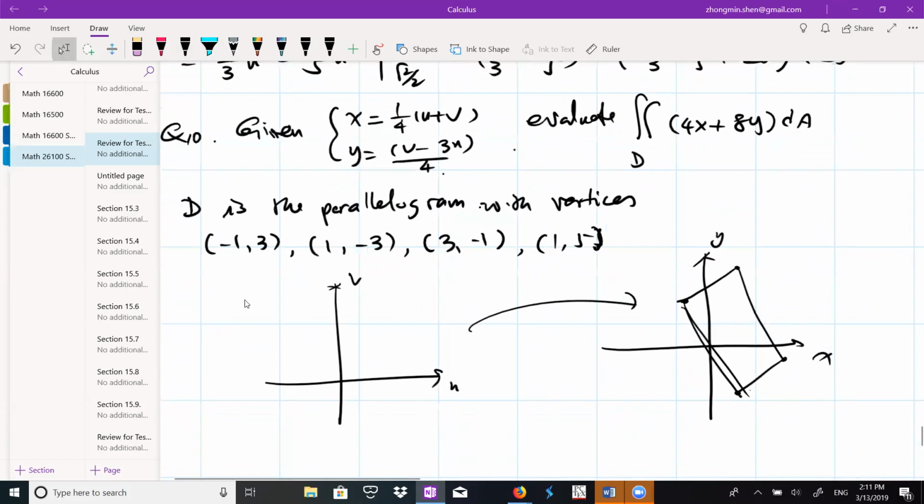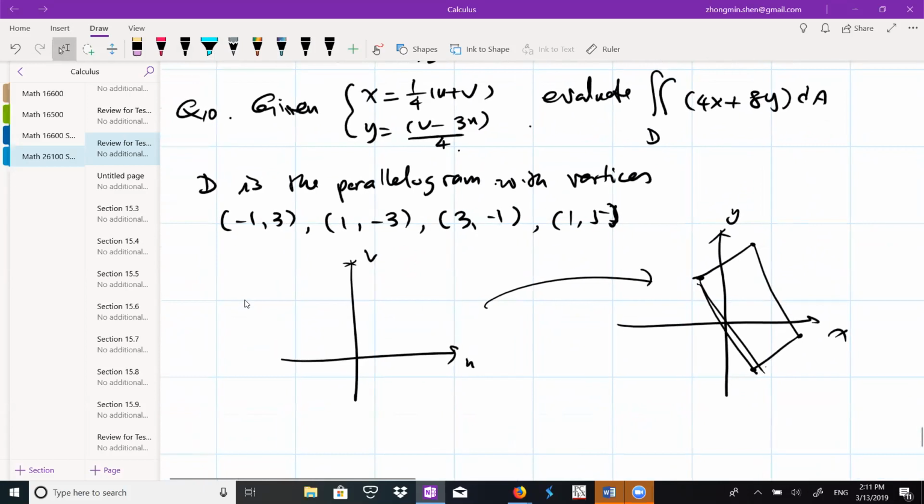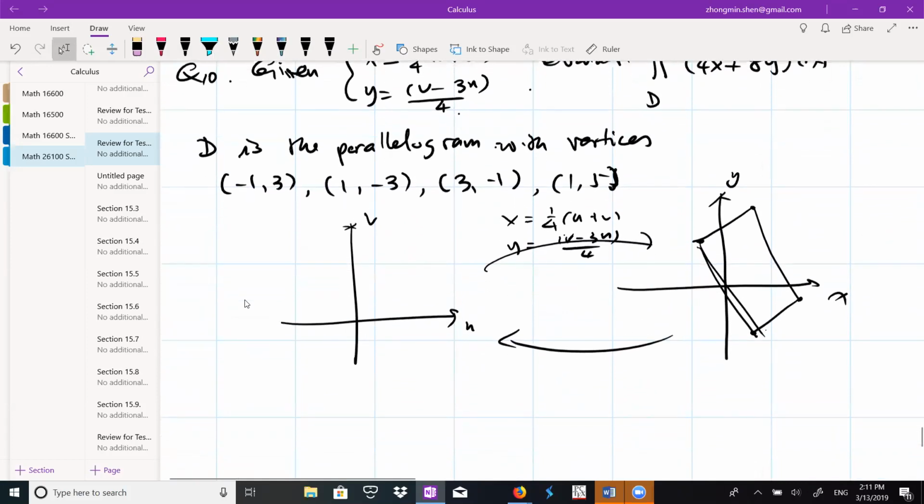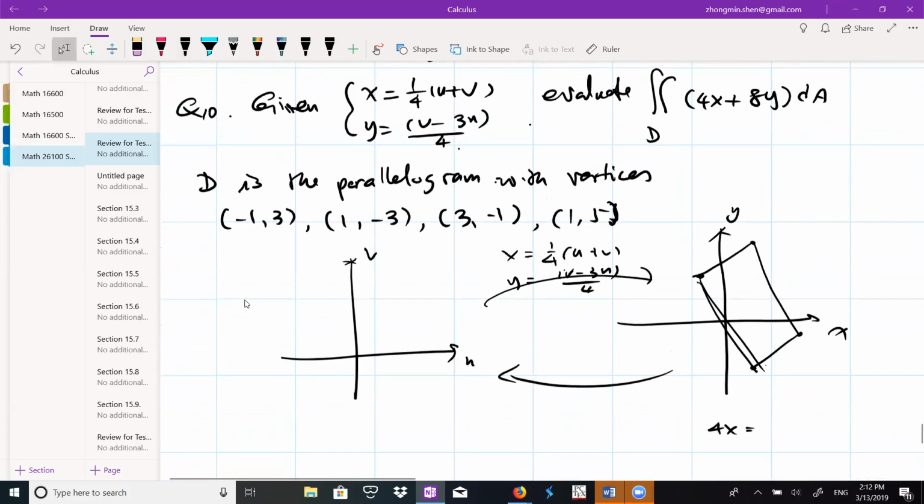Now let's solve for u and v first. So let's go backward. This is a map: x equals (u plus v) over 4, y equals (v minus u) over 4, right? But you can also send this back by solving for u and v. So 4x equals u plus v, and 4y equals v minus u. Let's solve for u and v.